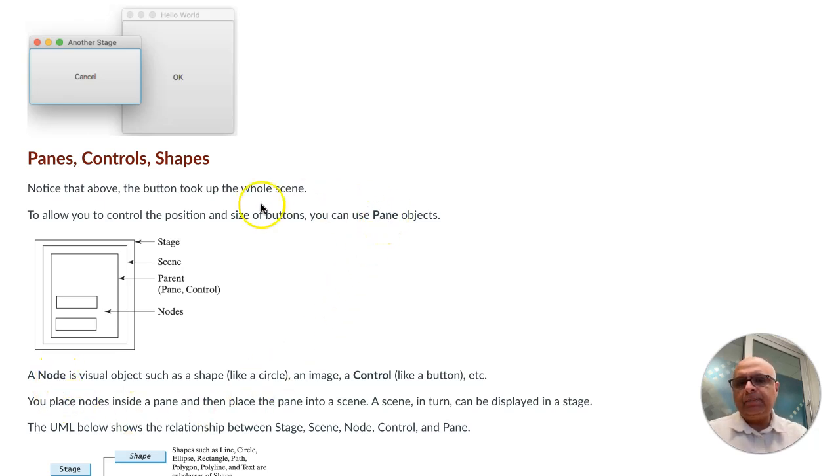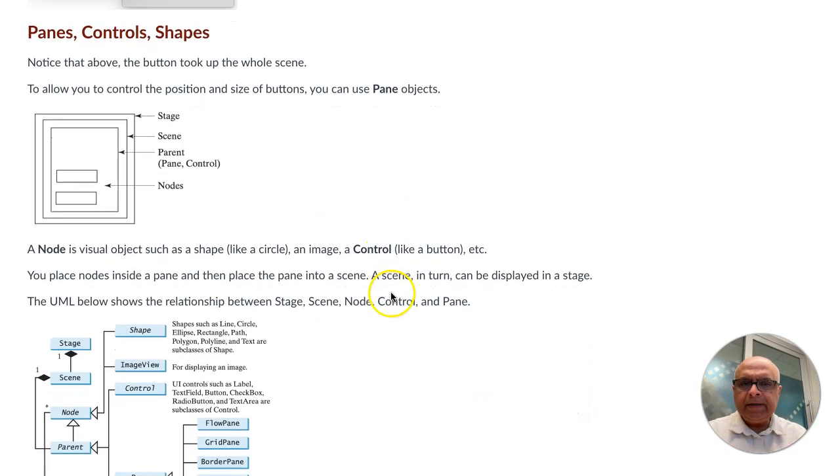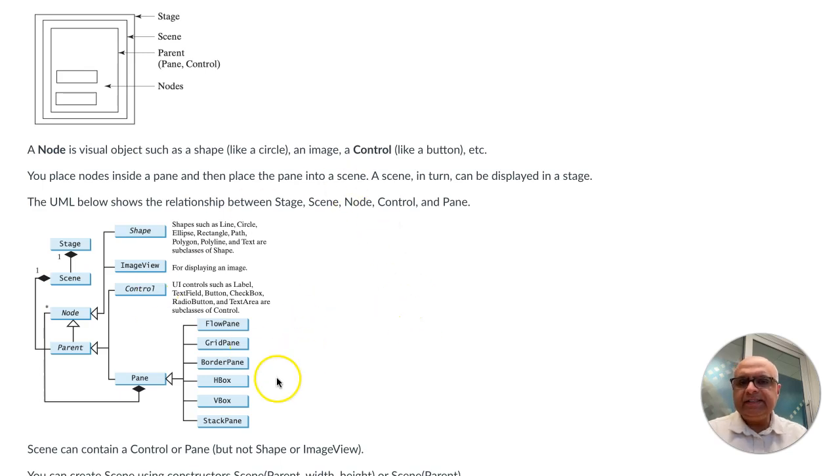The pane objects are put into scenes, and then the scenes are put onto the stage. So that's kind of the hierarchy, right? You can see this in UML here, where you have nodes, which are control objects and can have images and shapes through something called a parent class. They are put in panes, and then panes are put in scenes, and scenes are put in stages. Don't worry about all the different kinds of panes we have.